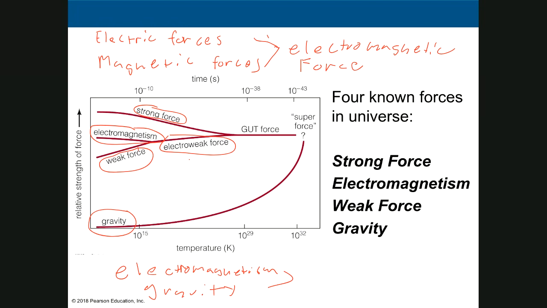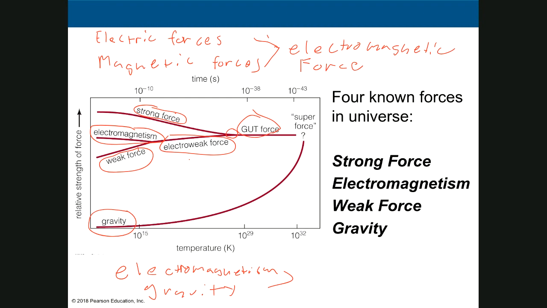All right, and so the standard model predicts that at a temperature which we have not reached, this is one of the outstanding predictions of the standard model, the strong force and the electroweak force will combine into this GUT force, grand unified theory force. So that's predicted by the standard model, but we've not been able to do that experimentally. So this is a very strong maybe.